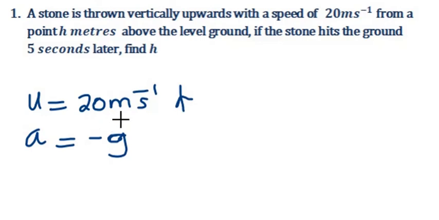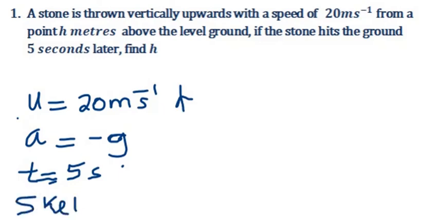It's pulled downwards. Now this stone was vertically projected upwards with a speed of 20 meters per second from a point h meters above the level ground, and after time t, which is 5 seconds, this stone lands on the ground. T here is equal to 5 seconds. First, in mechanics here, a sketch is very important. So we are going to have here a sketch, which is the interpretation of this question here.